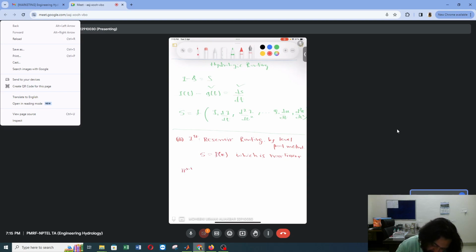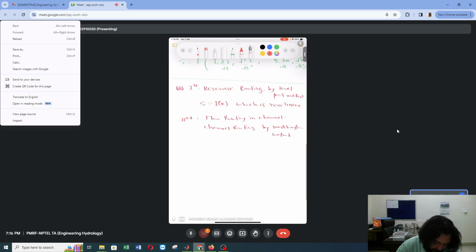The second method is flow routing in a channel. We also call this channel routing, and this can be achieved by the Muskingum method. So there are two methods that we need to study in this week. First is the level pool method in order to achieve reservoir routing, and the second is the Muskingum method in order to achieve channel routing, right?